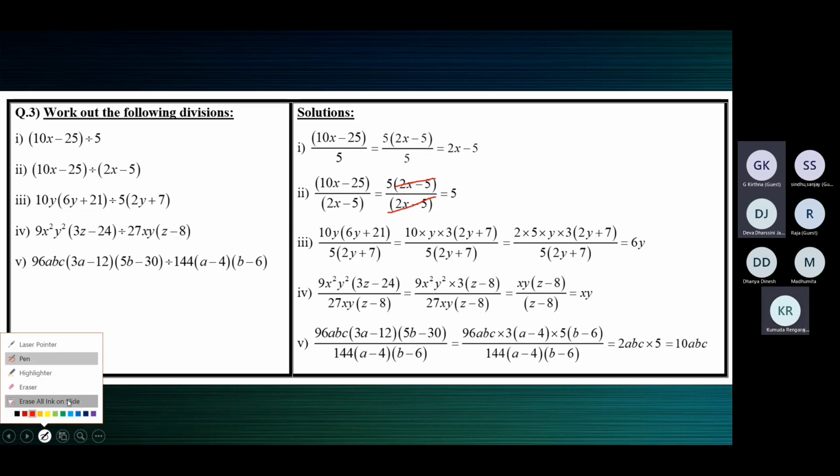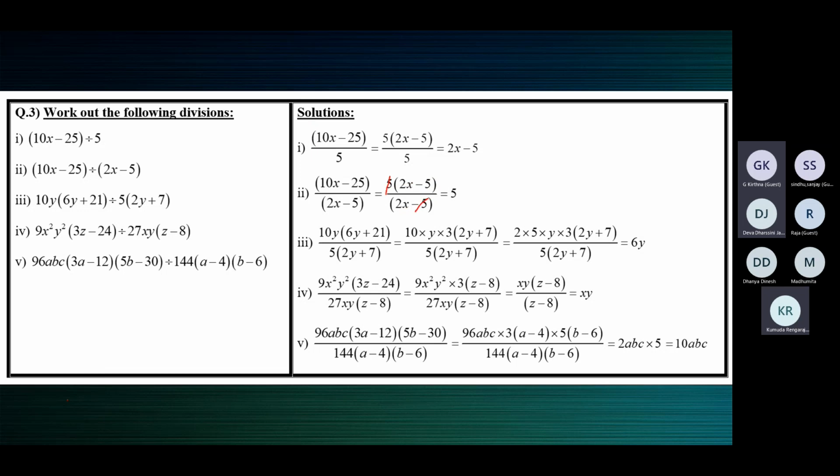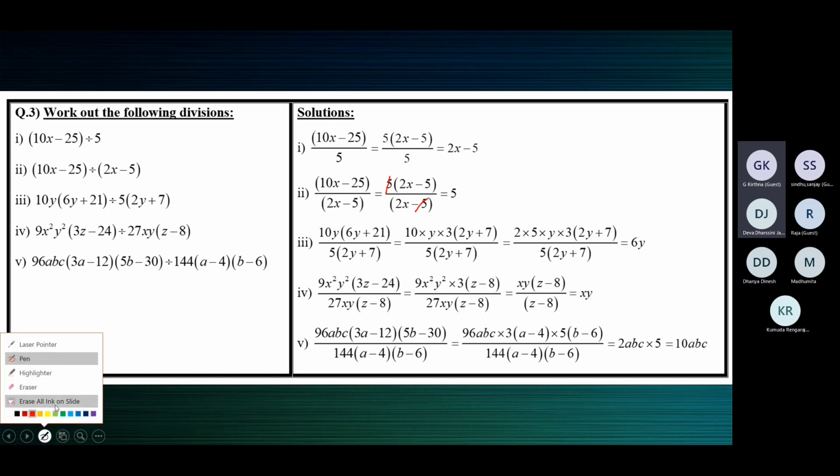See, you cannot cancel this 5 and this 5, because 2x minus 5 is one expression. 2x and 5 are separated by a minus sign. Plus and minus signs, you cannot separate them. You cannot see them separately. Yes, ma'am.